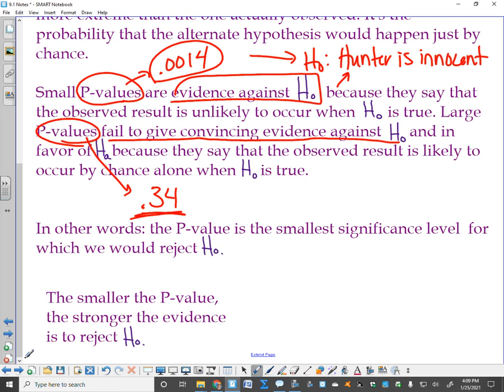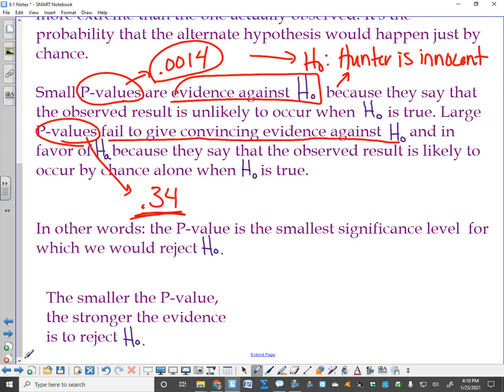The smaller the p-value, the stronger the evidence to reject H sub O. Remember, the smaller the p-value, the smaller the chance that that ladder fell on me by chance, the stronger the evidence is to reject H sub O, and H sub O is that Miss Hunter is innocent. So the smaller the p-value, the more evidence I have to say that Miss Hunter is guilty, to go with H sub A.